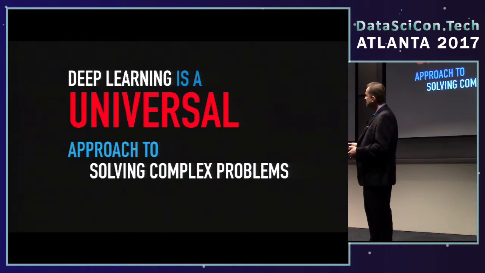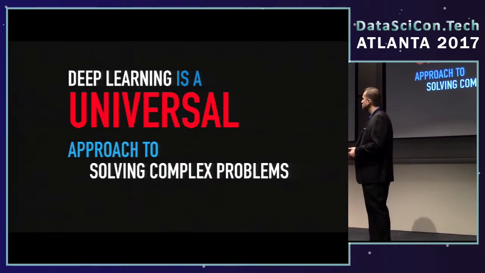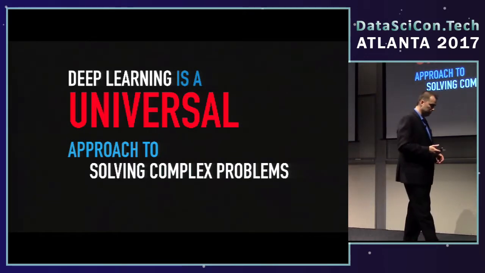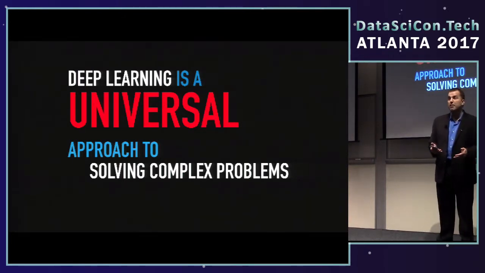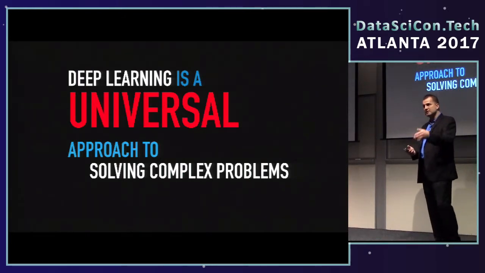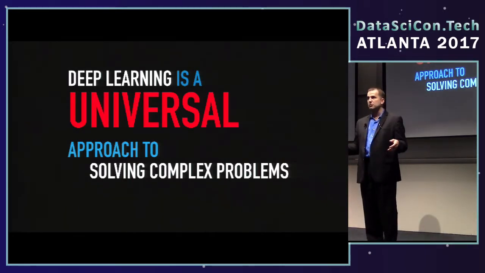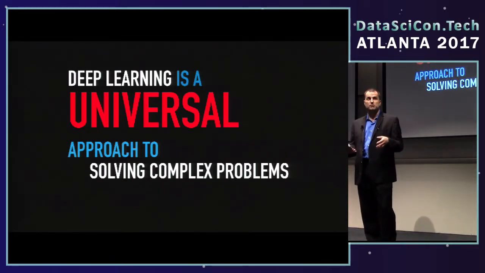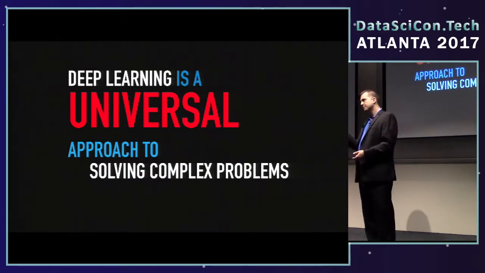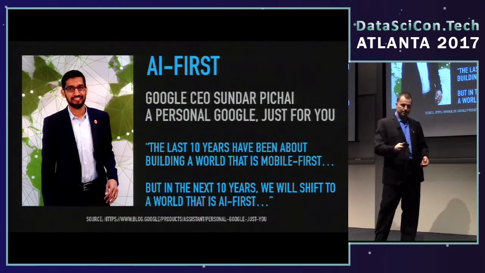So we're really saying that deep learning is a universal approach to solving complex problems. It's not the only way to solve them. There might be cheaper, less time, less cost ways of doing it. There are a lot of machine learning algorithms that might suit your problem just fine without the investment in this. But if they're not meeting your need, maybe this is something that you want to look at.